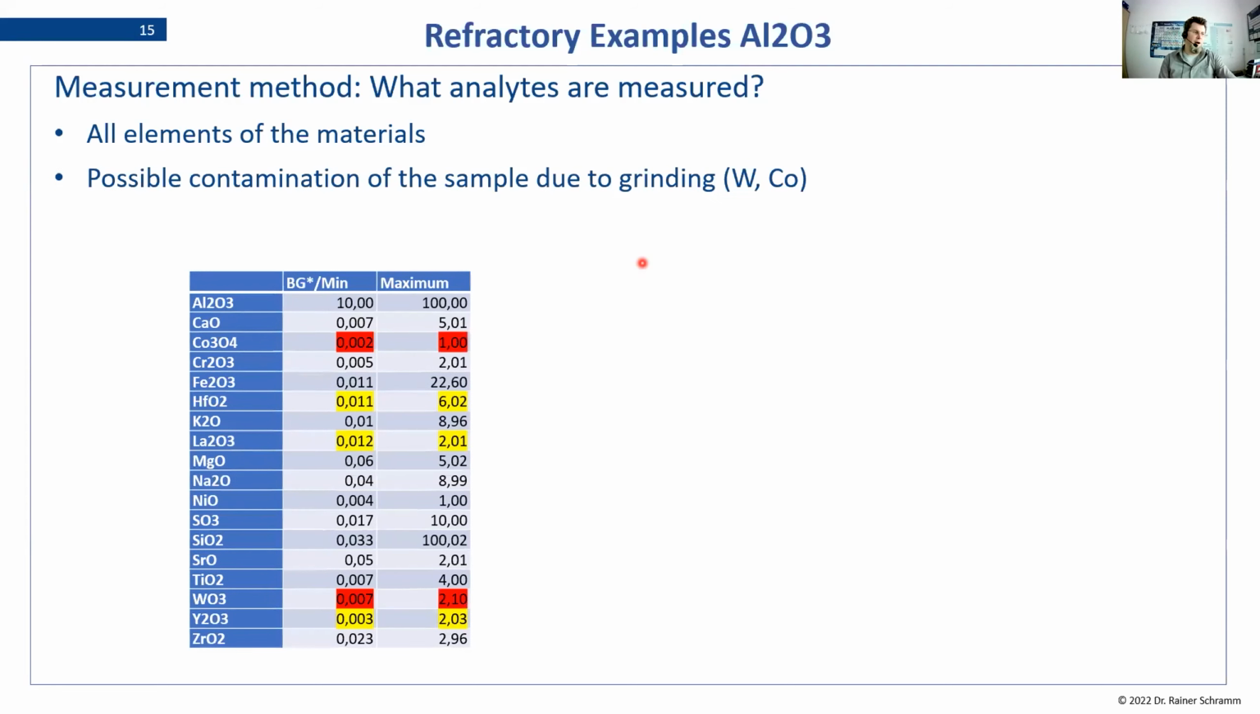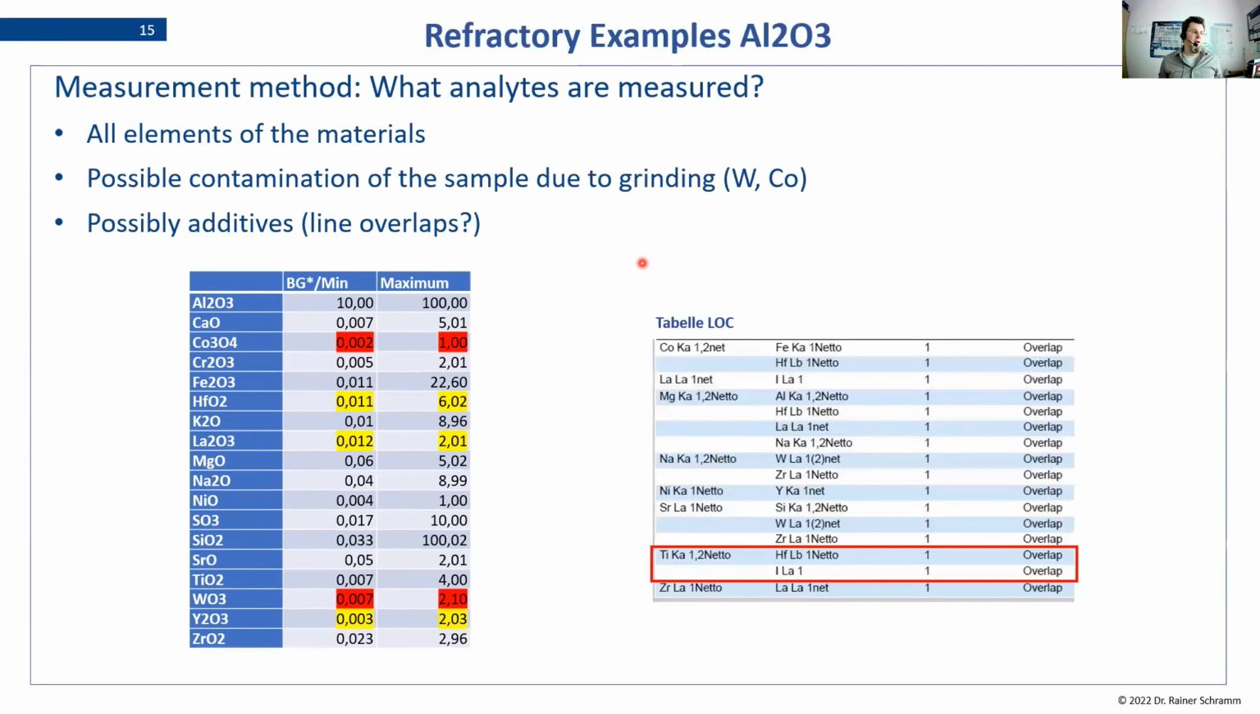We have our possible contaminations due to sample preparation. So in this case, for example, grinding, we have the tungsten here. And last but not least, we have possible overlaps. This on the right is an actual printout of the method. And as you can see, there's quite a lot of line overlap corrections here. For example, cobalt gets corrected with iron and hafnium.